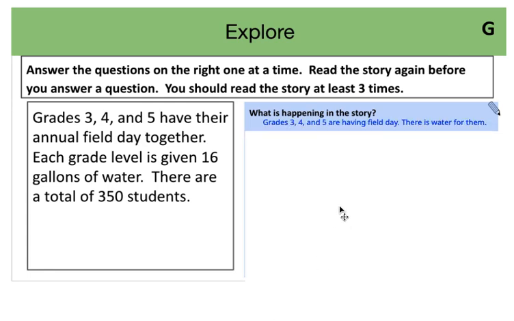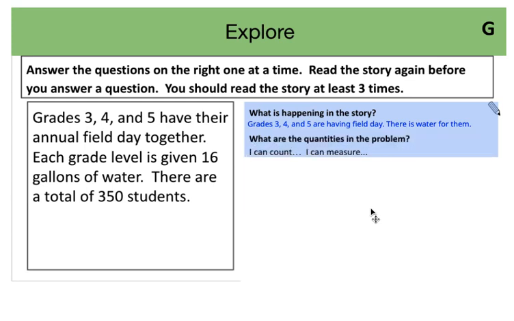All right, so here we have grades 3, 4, and 5 are having a field day. And we know that there is some water for them. Okay, we're going to go ahead and read the next question, and then we'll answer a few more questions.